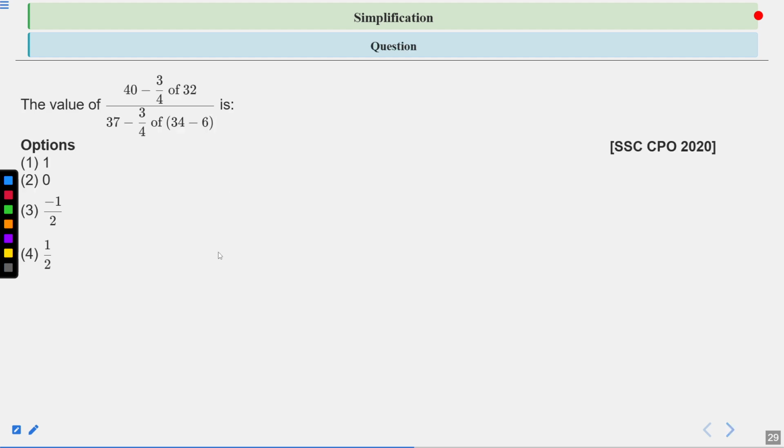The value of 40 minus 3 by 4th of 32, and whole upon 37 minus 3/4 of, in the bracket, 34 minus 6. And this question was asked in the SSC CPO exam in 2020. So there are 4 options. First one is 1, second is 0, third one is minus 1 by 2, and fourth one is 1 by 2. Now you have 10 seconds to analyze the question. Your time starts now.